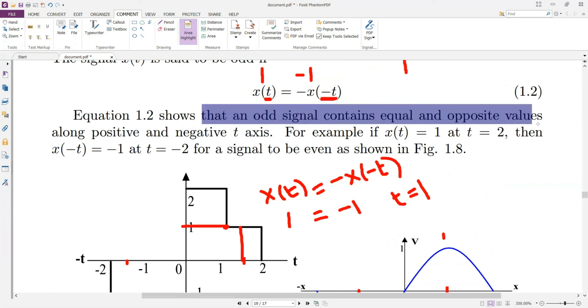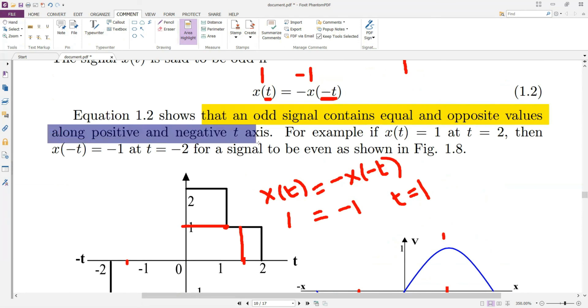As I previously mentioned, odd signals are those signals which contain equal values that are opposite in nature. Let's suppose if we have a plus 1 along the positive time axis, we will have a minus 1 along the negative time axis. If we have a plus 2 along the positive time axis, we will have a minus 2 along the negative time axis. So an odd signal contains equal and opposite values along the positive and negative time axis.